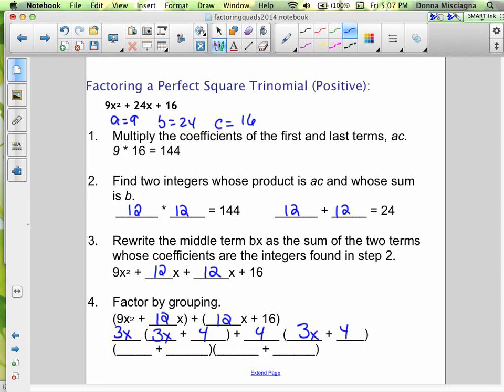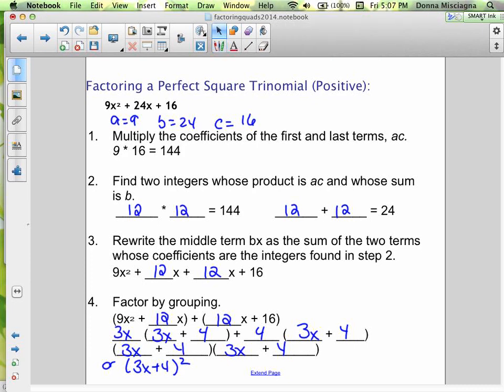And notice they're exactly the same. We have the repeating 3x plus 4. We have what we pulled out, which is 3x plus 4. We could also write this as 3x plus 4 squared. So either would be correct. So here's what a perfect square looks like. All right, let's look at another problem.